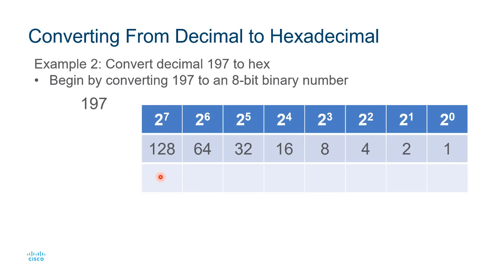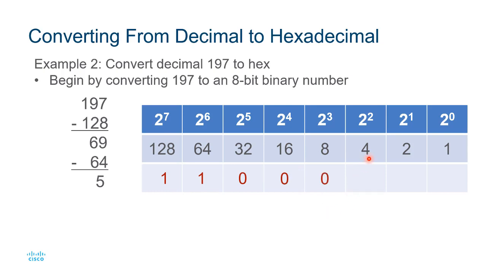Since I can subtract 128 from 197, I'll put a 1 under it and subtract it, and that gives me 69. I can subtract 64 from 69, so I'll place a 1 under that and subtract it. That gives me 5. 32 is too big, so I'll place a 0 under that. 16 is also too big, so that gets a 0. 8 is also too big.